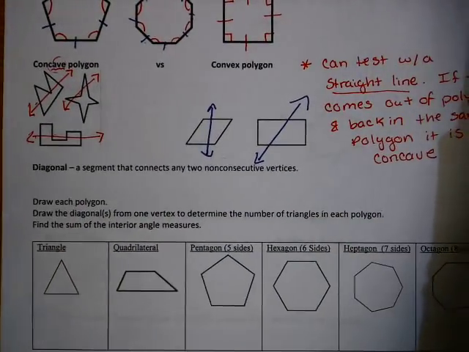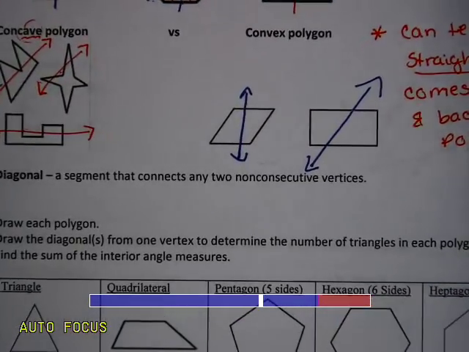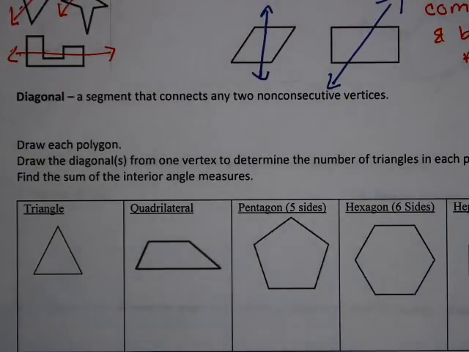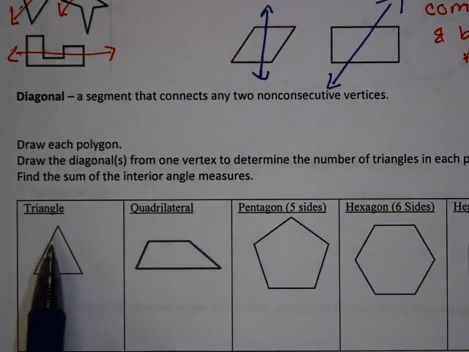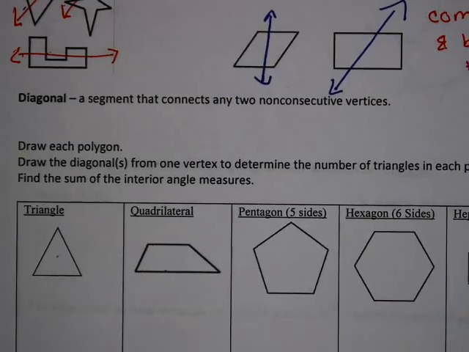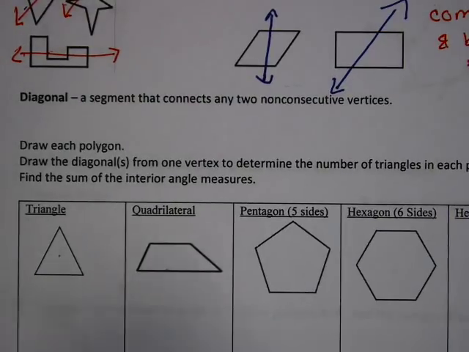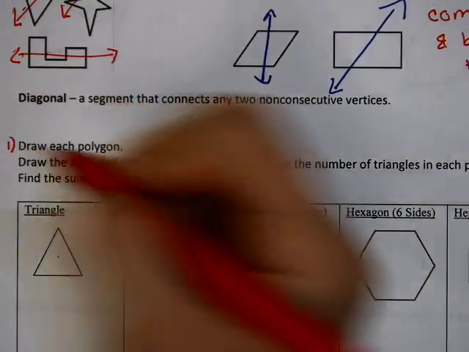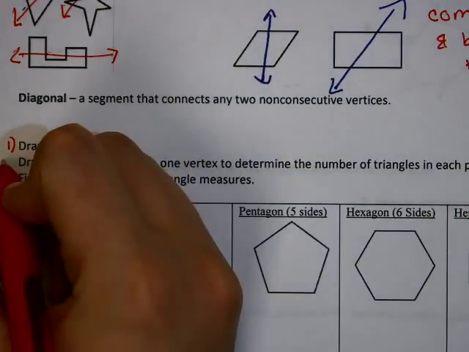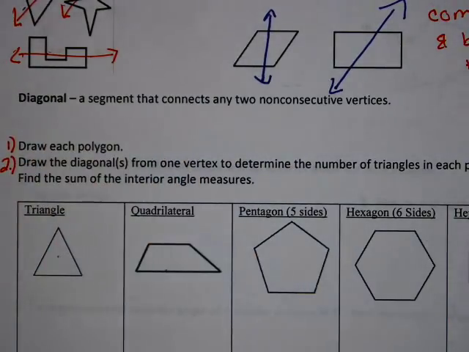Okay, now zoom back in here. We're going to focus on some diagonals of our polygons. I want you to draw on your notes a triangle, quadrilateral, pentagon, hexagon, heptagon, and octagon. On each one of these, they don't have to be the same size or same length, so they don't have to be regular polygons. They just have to be this shape. All right, so we'll first draw each polygon, then draw the diagonals that you can in a polygon.